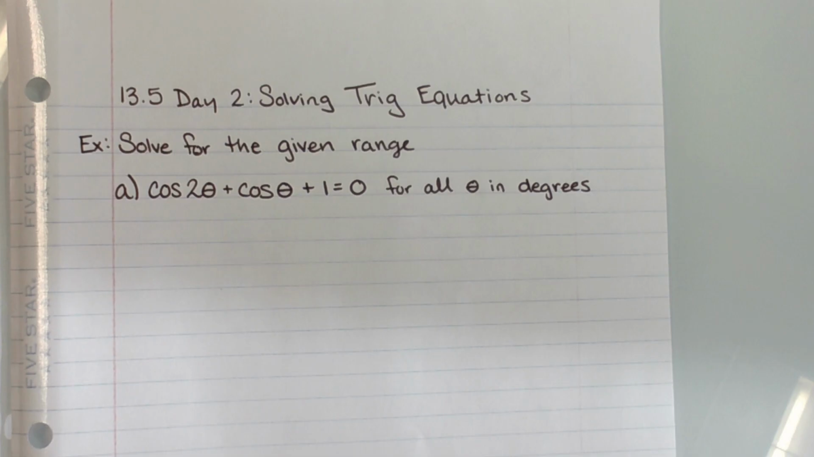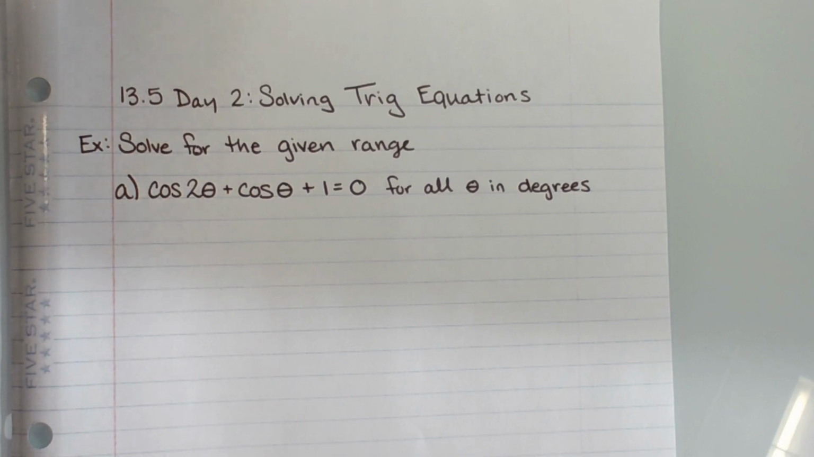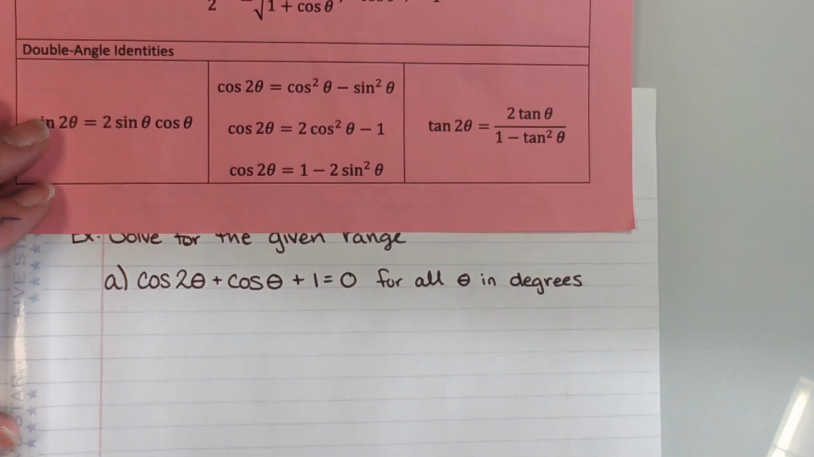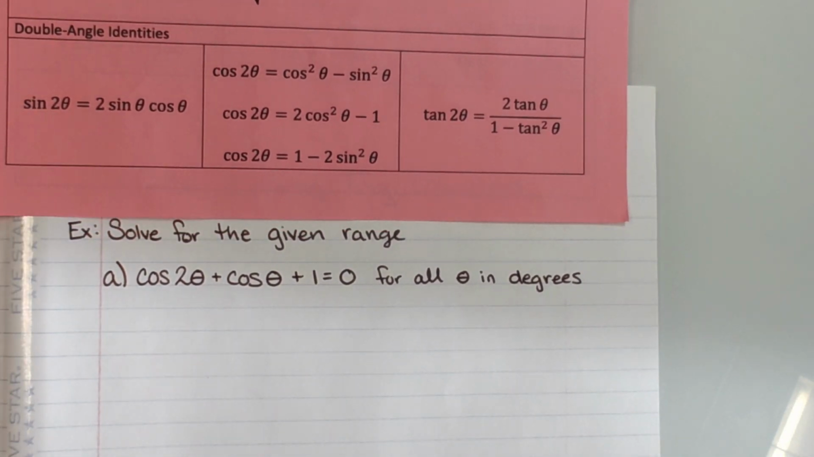That angle could stay 2 theta, or it could change to regular theta. More commonly, it's regular theta. The only time it really stays 2 theta is if that's really the only thing going on. So I need to change cosine of 2 theta into something that only has regular thetas. Cosine of 2 theta, I got 3 options. Which option do you think is best to work with an equation like what we have?